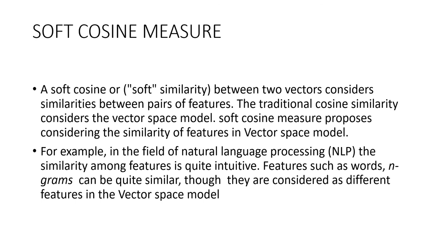For example, in the field of NLP, natural language processing, the similarity among features is quite intuitive. Features such as words and n-grams can be quite similar, though they are considered as different features in the vector space model. So soft cosine between two vectors considers similarities between pairs of features. So in NLP, we use the soft cosine measure.